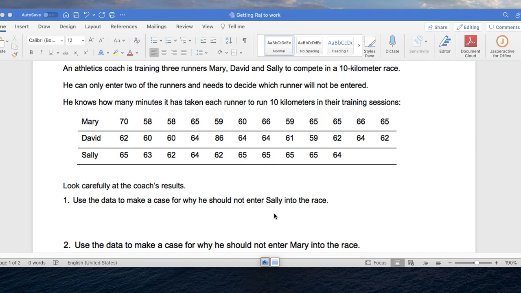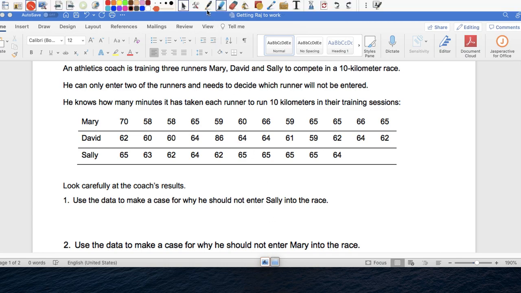David has 10, I think he has 10. 1, 2, 3, 4, 5, 6, 7, 8, 9, 10. Sorry, David has 1, 2, 3, 4, 5, 6, 7, 8, 9, 10. And then Sally has 10. So let's make a case as to why poor Sally can't join the running team of the school. So likewise, let's create a table. So we have Mary, David, and Sally, 3 columns.